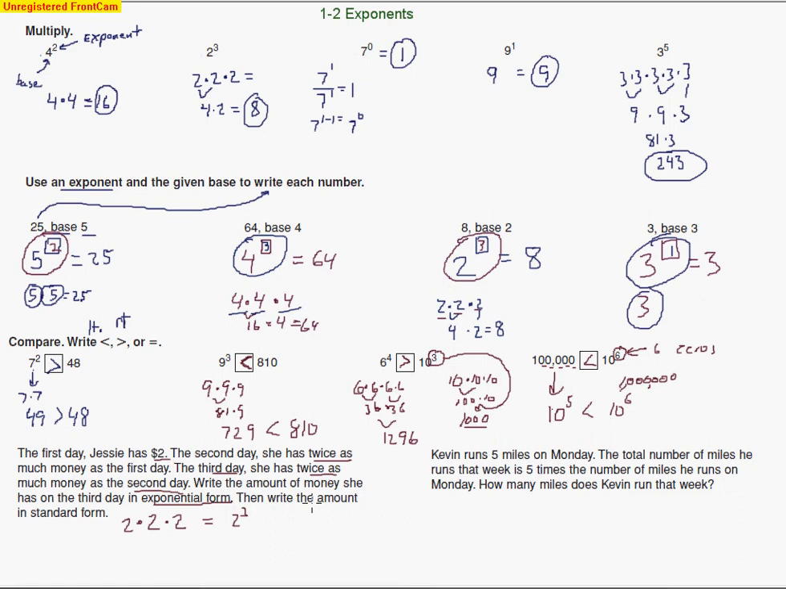Then write the answer in standard form. Standard form is just 8. So standard form, they just want the number just like that, 8. So 2 to the third power and 8 is the amount of money that he has, so $8.